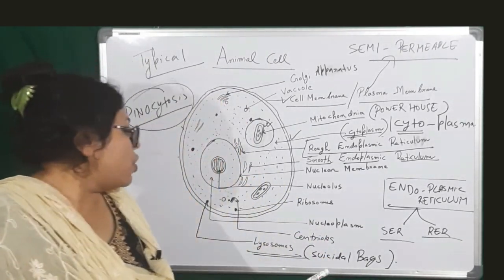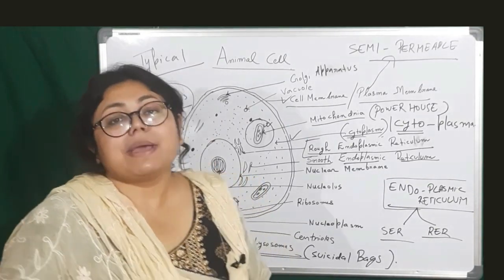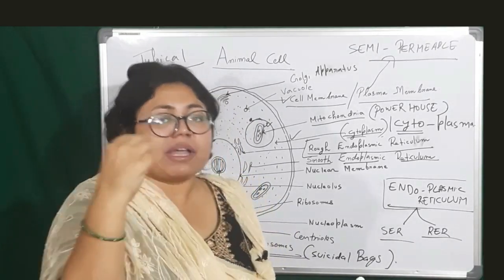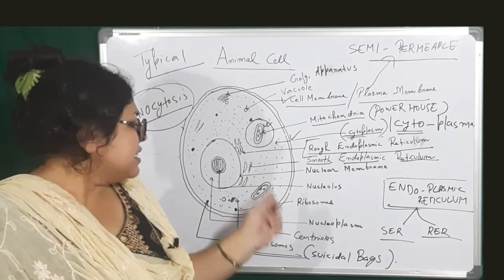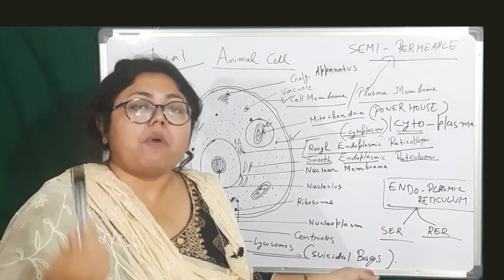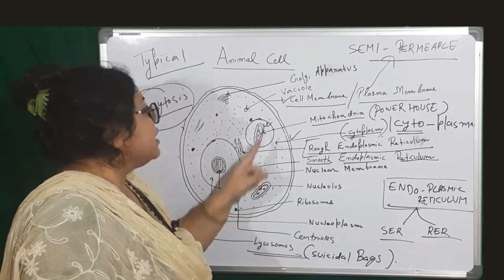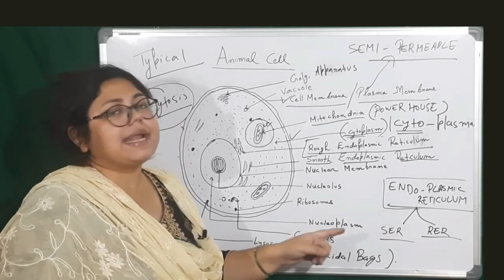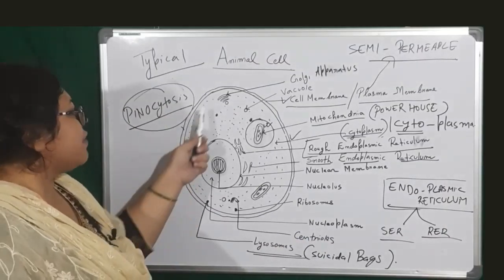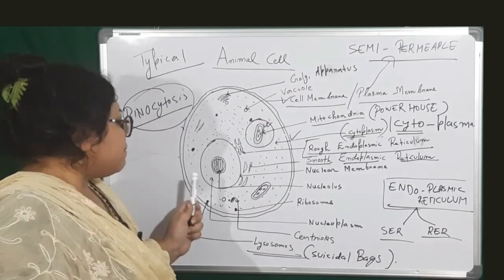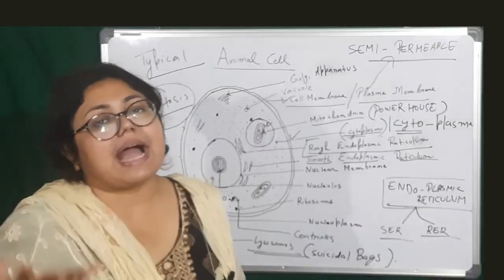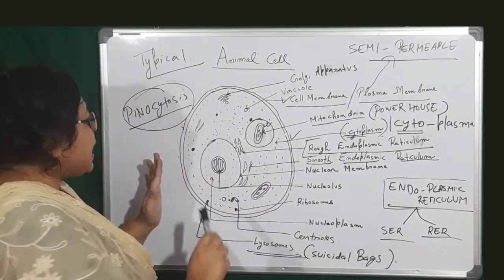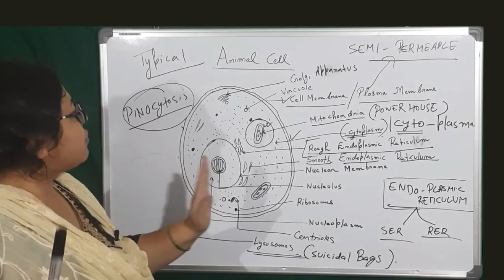So that is why it is also called the suicidal bag of the cell, because lysosomes release enzymes, and these enzymes sometimes go against the body and digest the cell itself. They are present in small numbers, and their main work is the secretion of digestive enzymes. Done. I hope I have cleared everything.